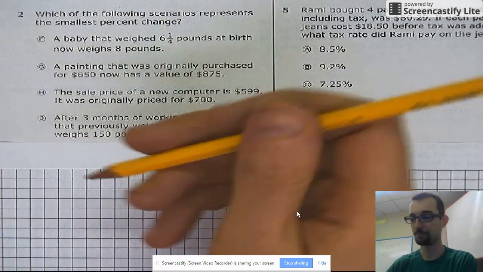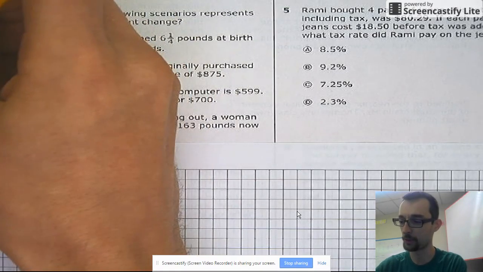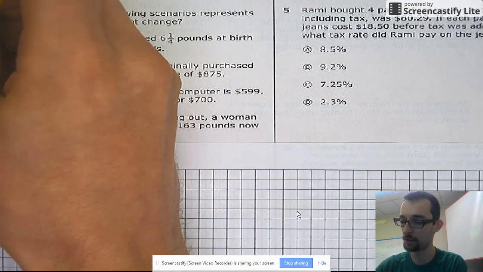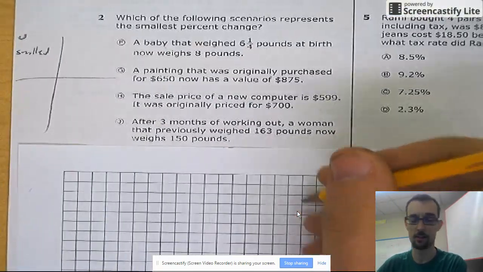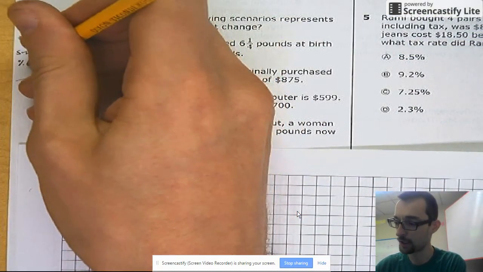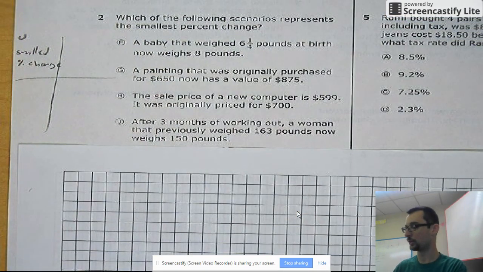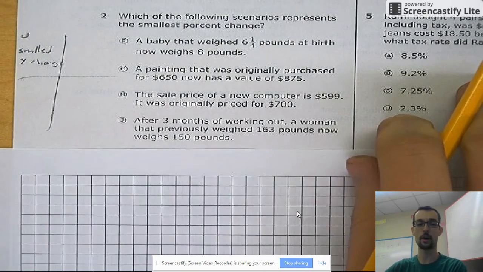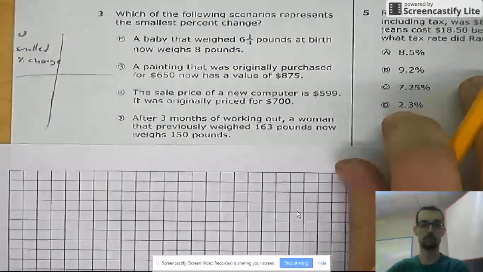So I just verbally did my upsie, right? I want to find the smallest percent change. Smallest percent change. Okay, so even though it may change by a little bit, the question is, does it change by a little bit compared to what you started out with?